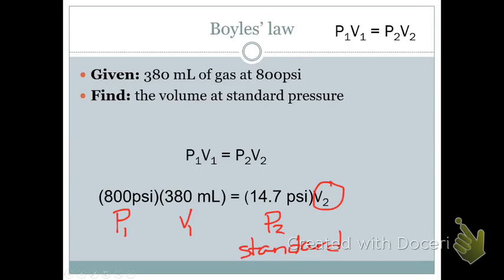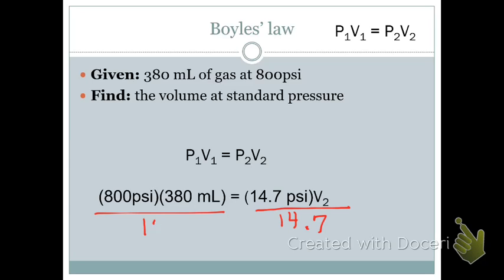Well, we're going to do the same thing we did before. We have to get V2 by itself. So we're going to divide both sides by 14.7. That's going to cancel out where my V2 is, which is what I want, because I want my V2 by itself. And clear your calculator. Open parentheses, 800 times 380, close parentheses. I'm using brackets because they have parentheses on there already. Divided by 14.7. Press the equal sign.